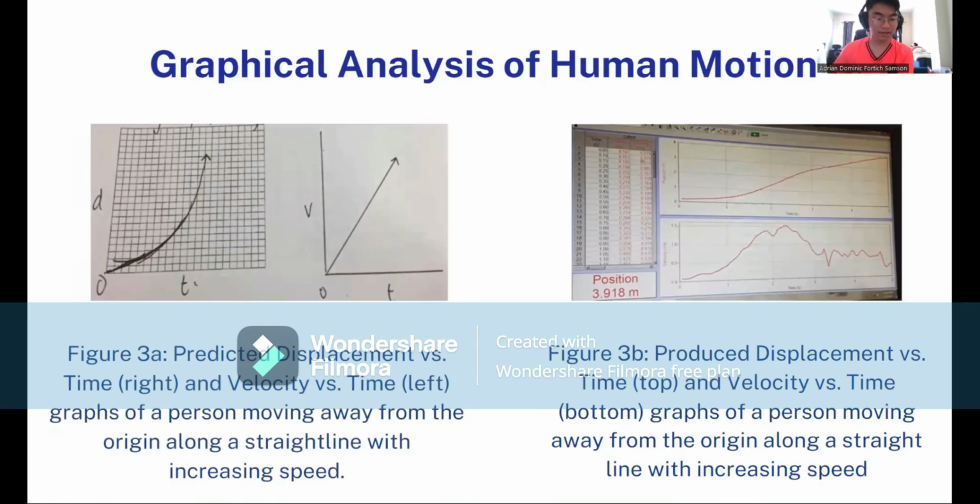Finally, the third task was for a person moving away from a chosen starting point along a straight line with increasing speed for a period of 10 seconds. From the displacement versus time graph, it is shown that the line is gradually increasing over time, since the speed of the person is increasing over time. The velocity, on the other hand, is moving positively in a diagonal line, since the speed is increasing constantly over time. It is not clearly seen in the produced graph since getting higher values of velocity would need higher displacement as well, but this cannot be done due to limited space.